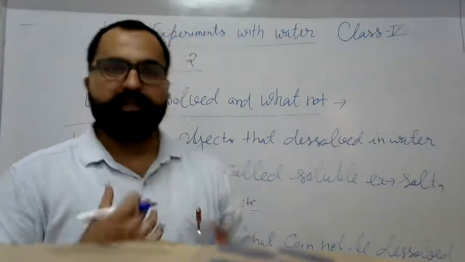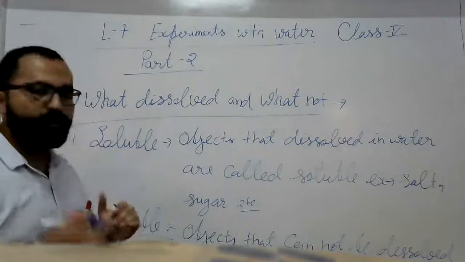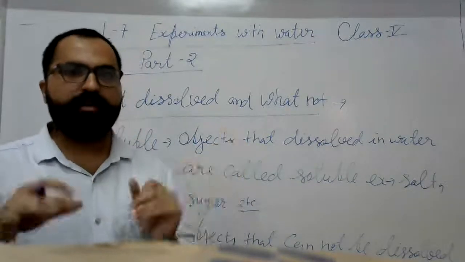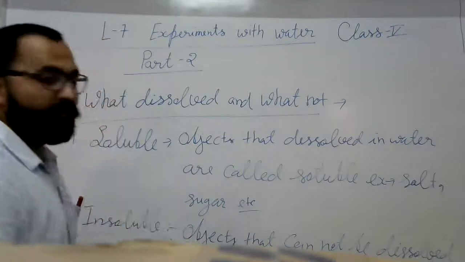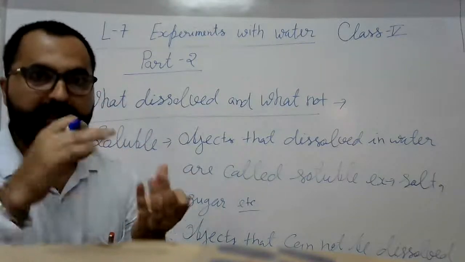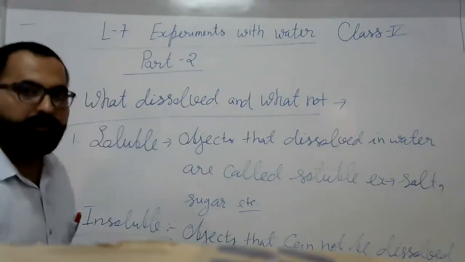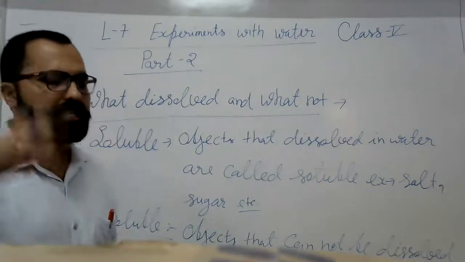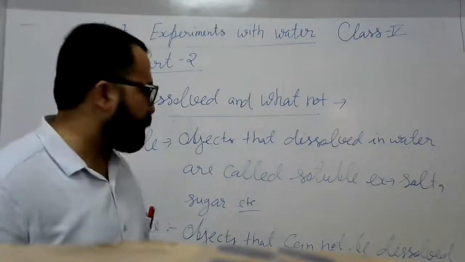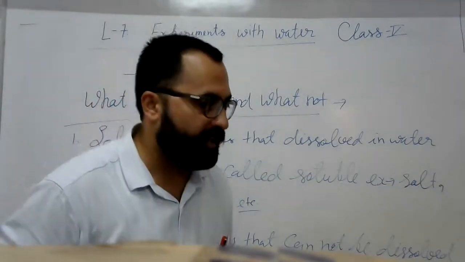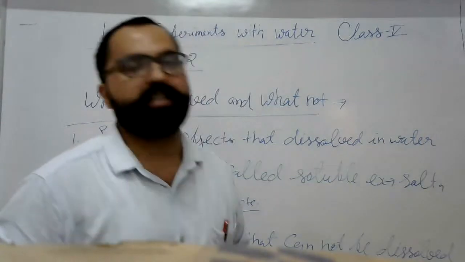Let me repeat. There are two kinds of objects: one that easily mixes and that we cannot separate or see separately after mixing. The second is insoluble, meaning it does not dissolve. Can you give me any example? Yes, oil, Ashagiri. Yes beta, you're right.